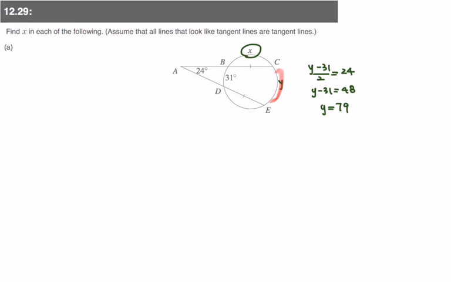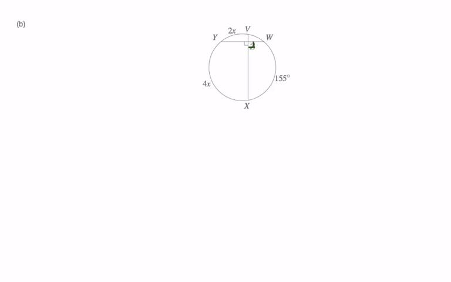Then to figure out the value of x, what we have to do is 2x plus 79 plus 31, because that inner arc right over there has to be equal to 360. Then we get 2x must be equal to 250. Therefore, the value of x equals 125. Alrighty, let's move on to the next question.